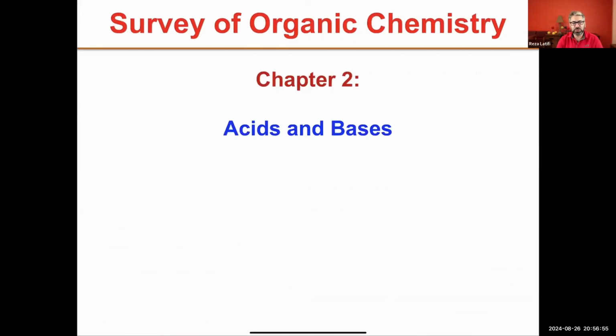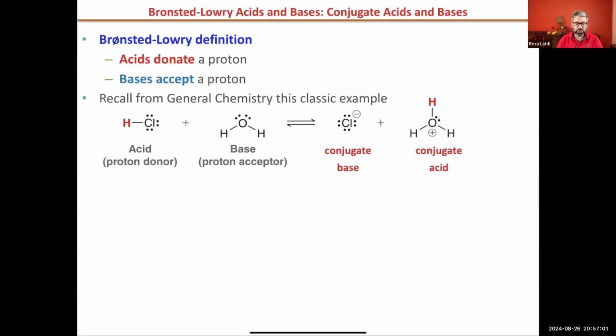In this chapter, which is going to be a new chapter, chapter 2, we'll be covering acids and bases. We're going to try to use a term like pKa to figure out whether a chemical reaction is going to move on or not.